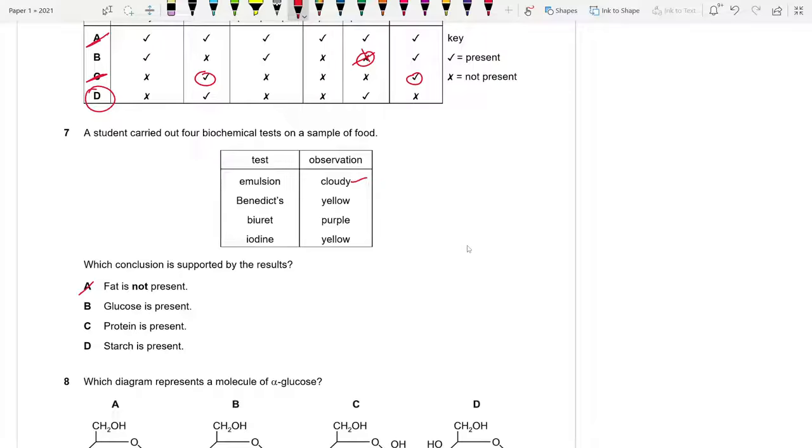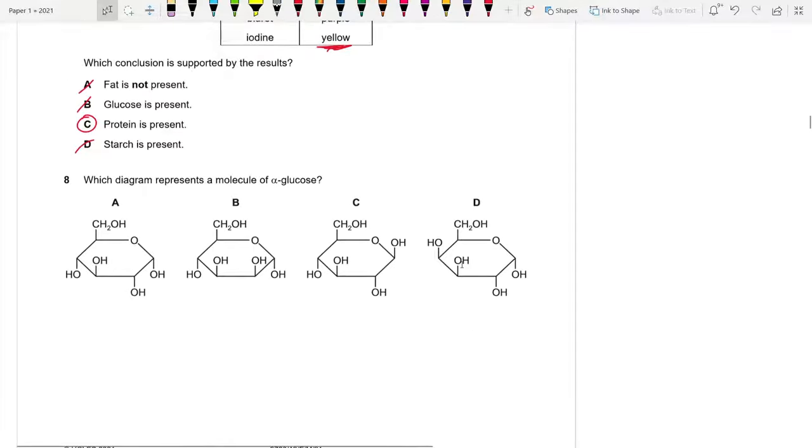So Benedict's solution shows us the presence of a reducing sugar, but not glucose. How are you sure that it's glucose? We're not sure. Now Biuret solution turns purple, so protein is present. That's true. This turns yellow. It does not turn blue-black, so starch is not present. D is wrong. Okay. So C was the answer.